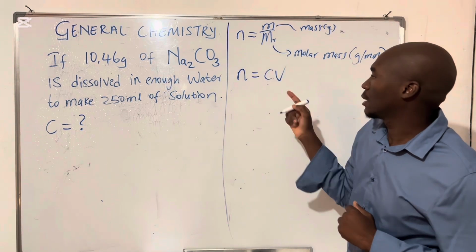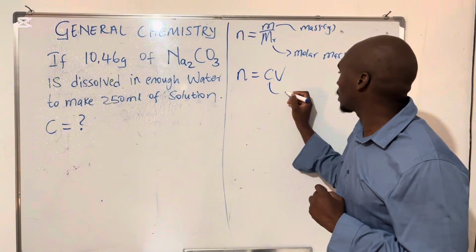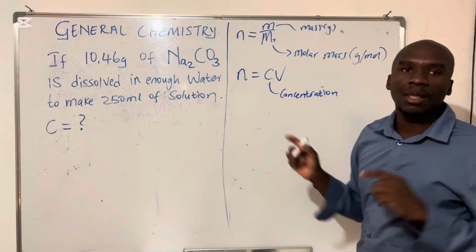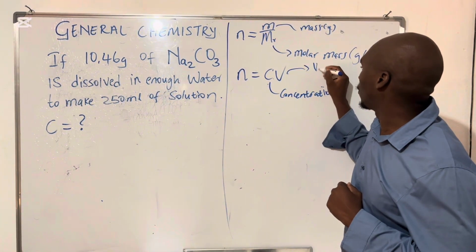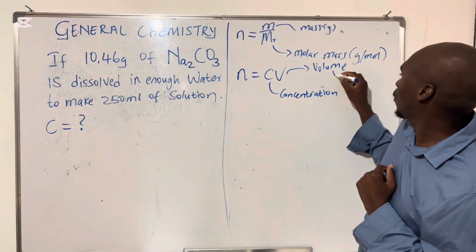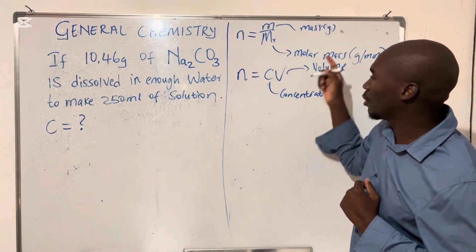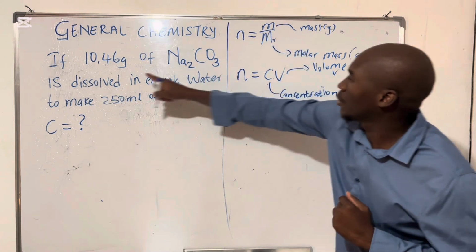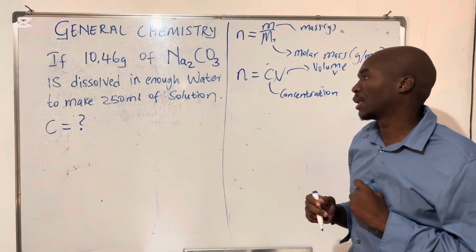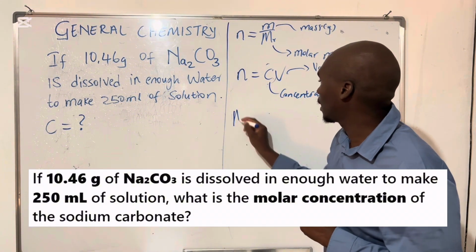The same N is equal to CV, whereby C is the concentration. What about V? V is the volume. If we check it out, the volume we are given. We know the volume. What about molar mass? We know from the periodic table. What about mass? We know. Then we are required to find the concentration from the question. So now, where do we go about it? Let's first find the molar mass.